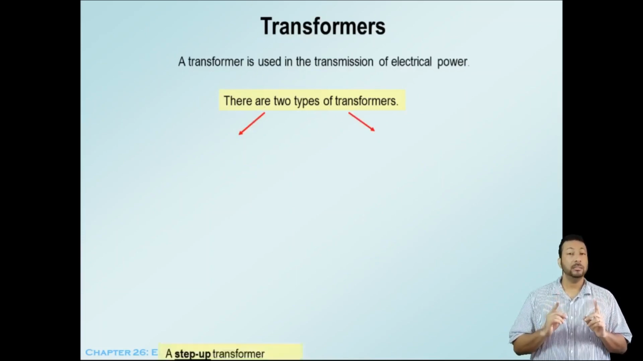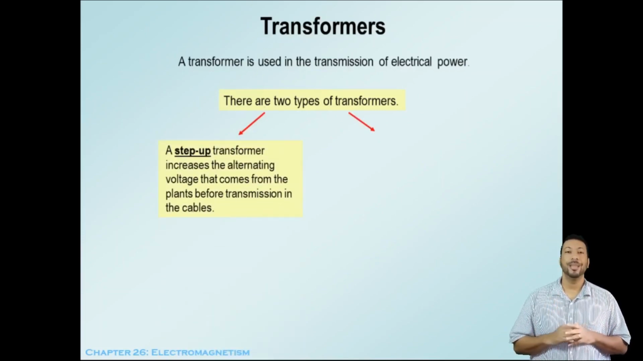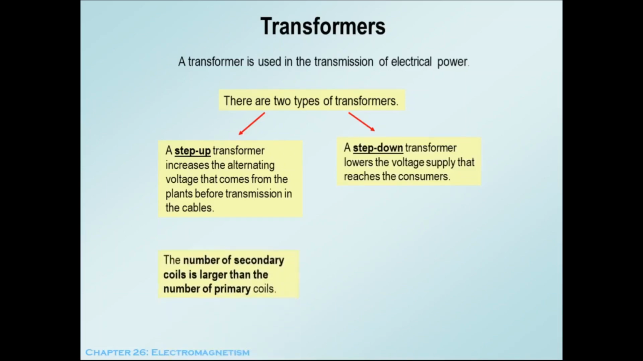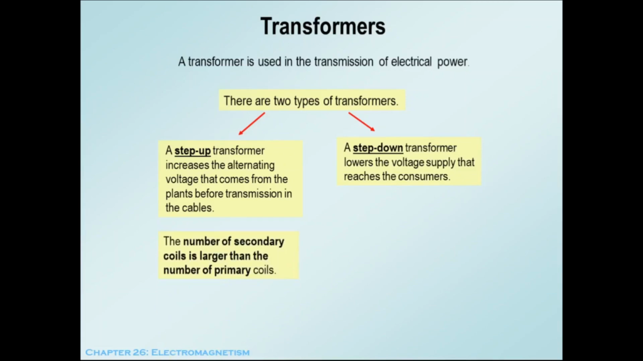There are two types of transformers. First, a step-up transformer, which increases the alternating voltage that comes from the plants before transmission in the cables, and a step-down transformer that lowers the voltage supply that reaches the customers. The number of secondary coils is larger than the number of primary coils in a step-up transformer, and the number of secondary coils is lower than the number of primary coils in a step-down transformer.